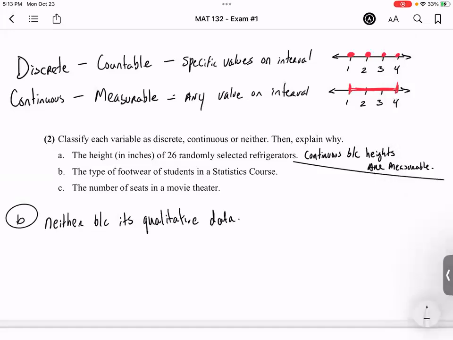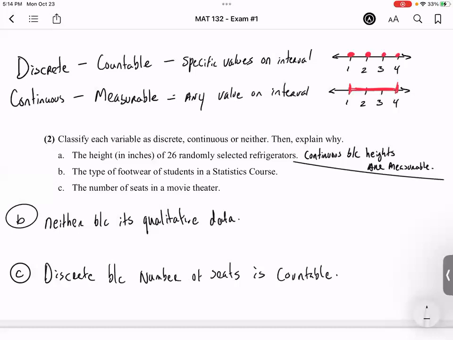All right. And part C is the number of seats in a movie theater. If you want to figure out the number of seats in a movie theater, then how do you find that? You're counting. So is it discrete, continuous, or neither? Discrete. So here we have discrete because number of seats is countable. And that's how you answer that question.